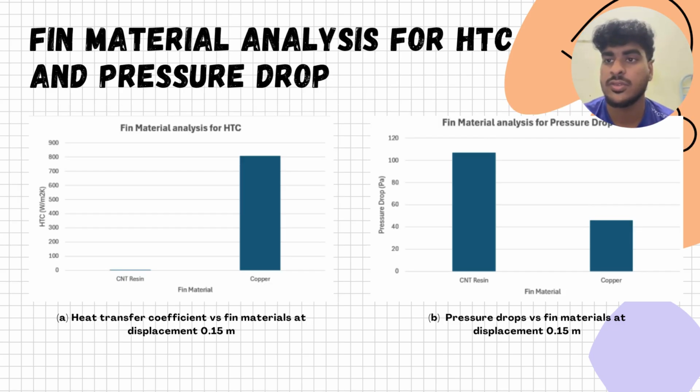Okay, so this is the fin material analysis for the heat transfer coefficient and also the pressure drop. So as you can see here, for the fin material, the copper is way higher than CNT resin in terms of heat transfer coefficient, and for the pressure drop, you can see here that the CNT resin has also quite a high value compared to copper. So both of them are quite opposite in values.